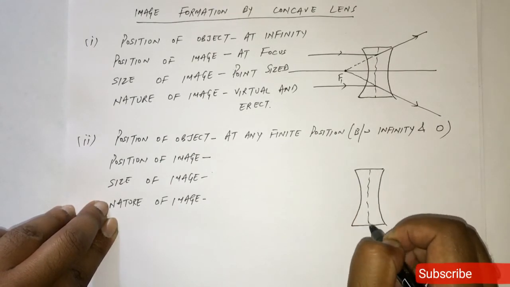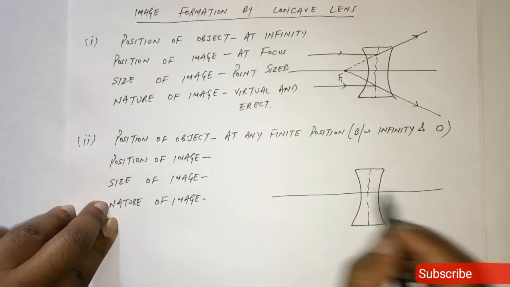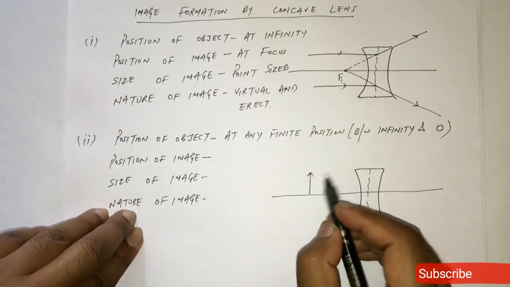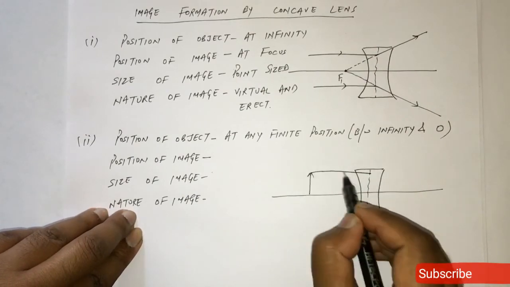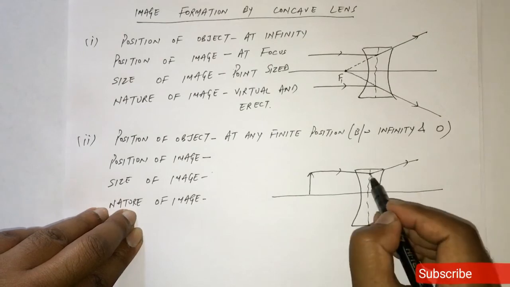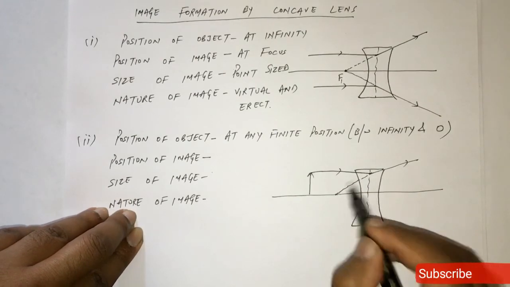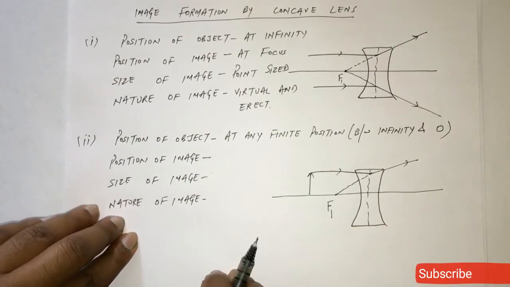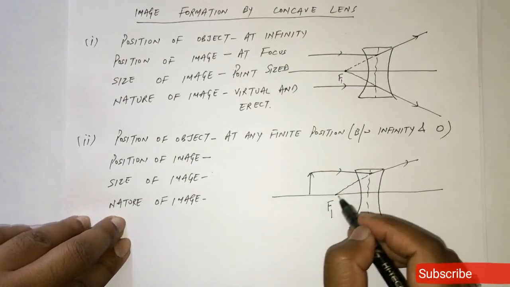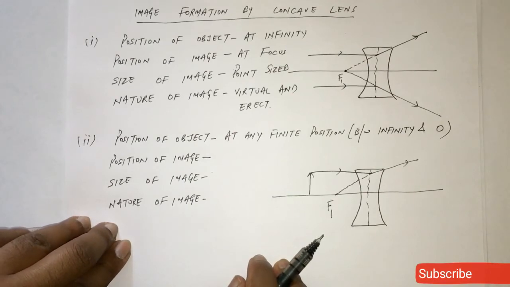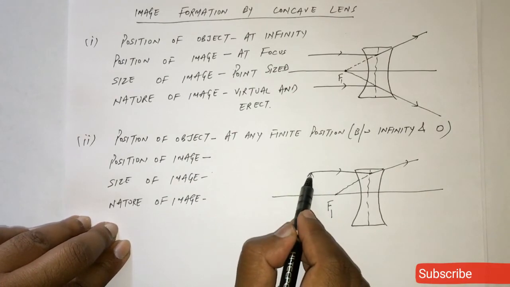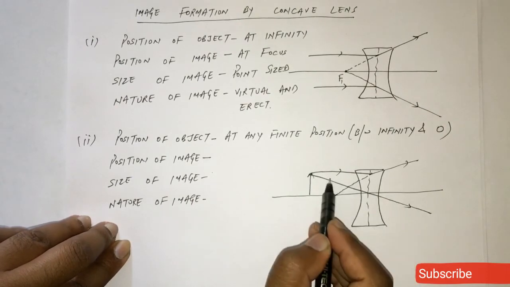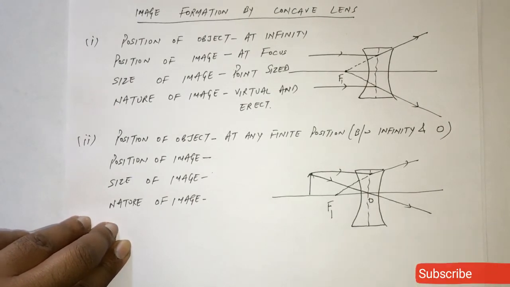So we have this concave lens. Object is placed at any finite position. Fine. First light ray will travel parallel to the principal axis. After refraction it will pass or appears to pass through focus. In the case of concave lens it appears to pass through focus. Second light ray will directly strike at optical center and it will go further without any bending.